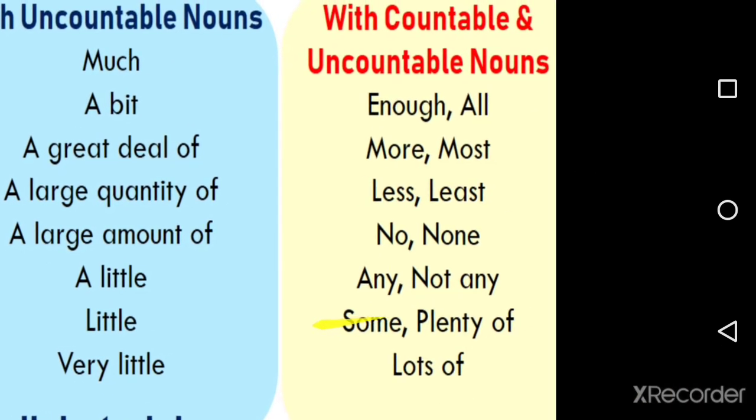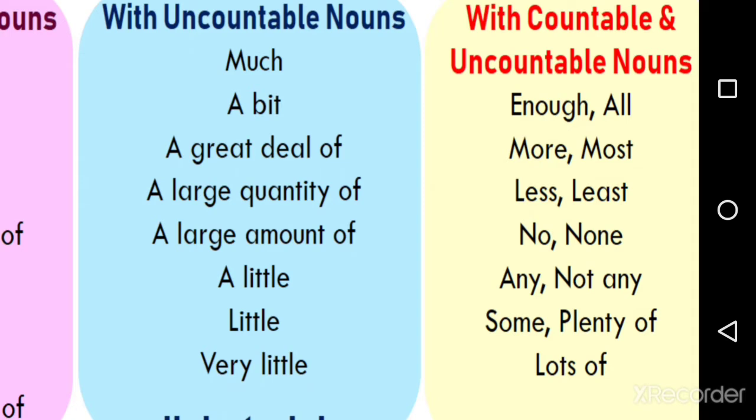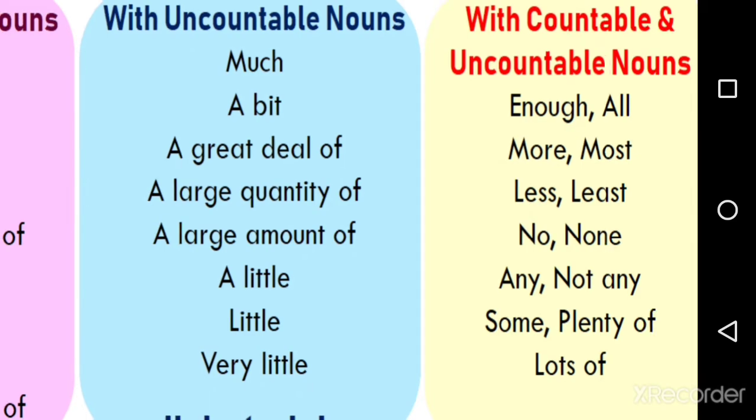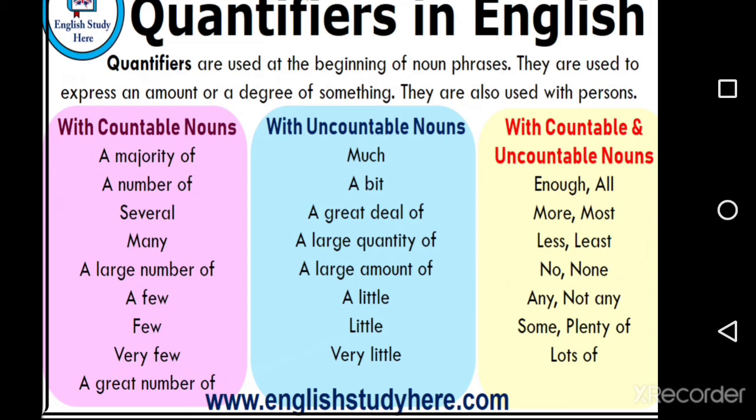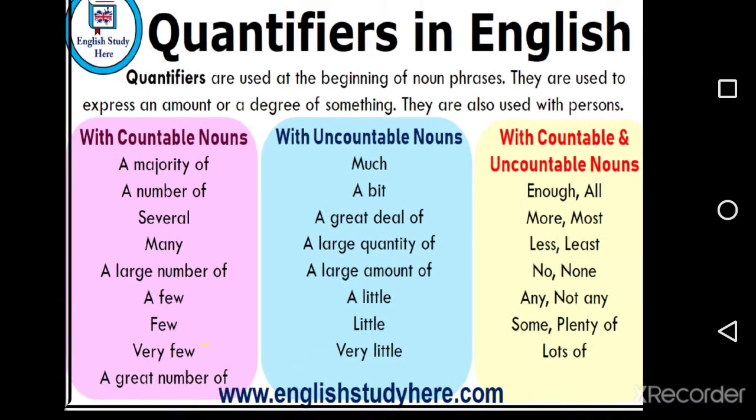There are certain words that are used both with countable and uncountable nouns, like enough, all, more, most, less, least, no, none, any, not any, some, plenty of, lots of. Children, you will notice that there are certain words that are used in both quantifiers and distributive determiners. And yes, it is right, certain words are used in both categories.